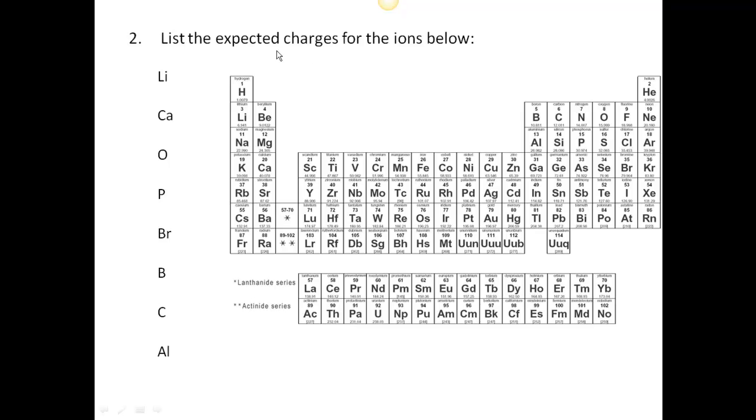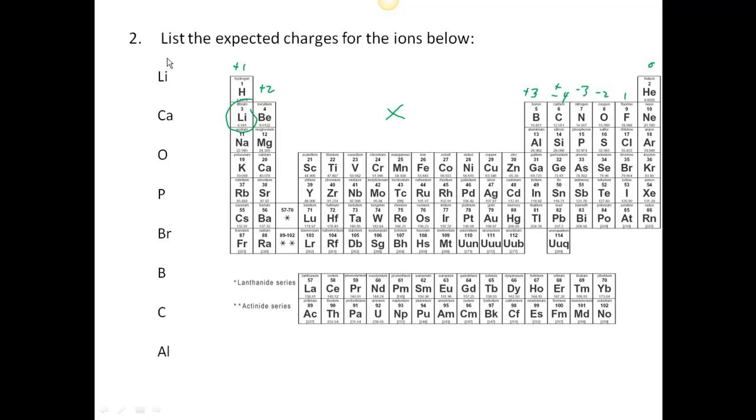Now, list the expected charges. So what I'm going to do is circle stuff. There's lithium. It's in column 1. So let me just put some charges in here. That's +1. That's +2. I'm going to ignore the D block. That's +3. That's plus or minus 4. -3, -2, -1, and 0.